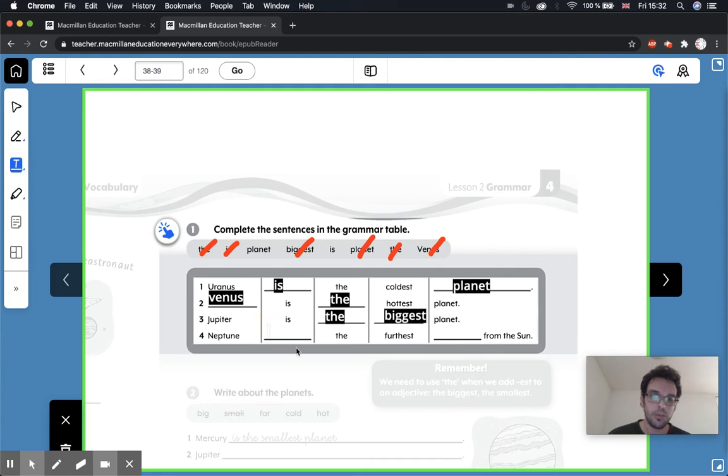And number 4, Neptune is the furthest, más lejos, the furthest planet from the sun.